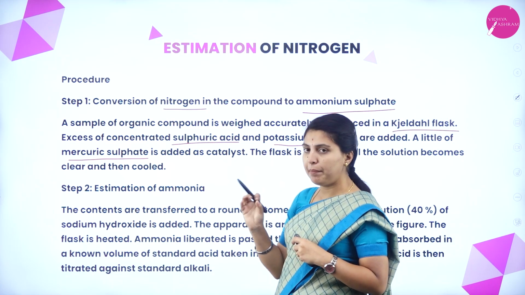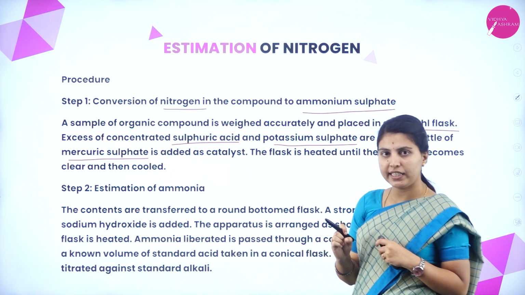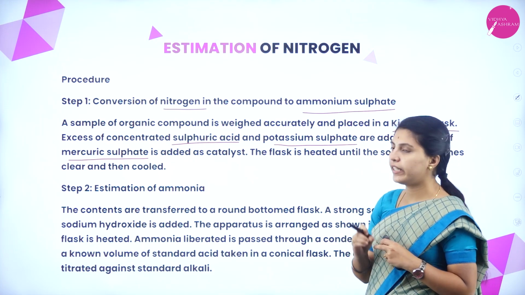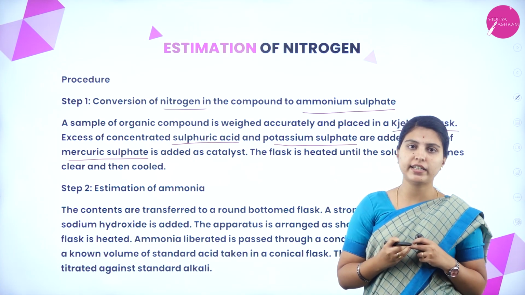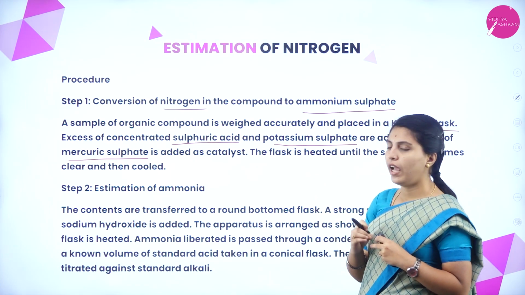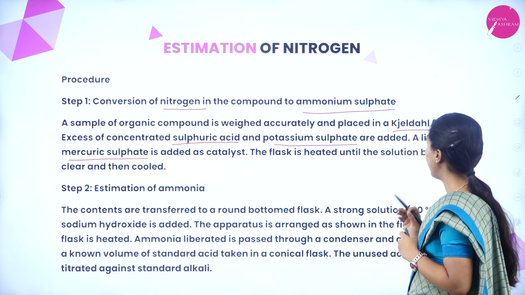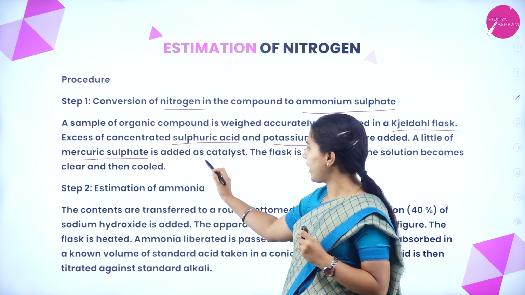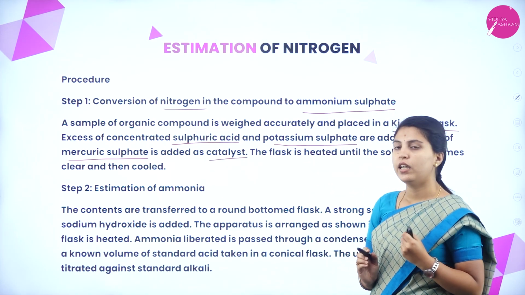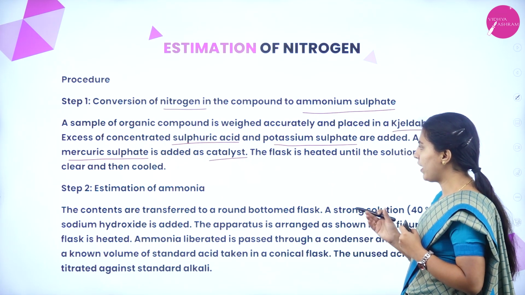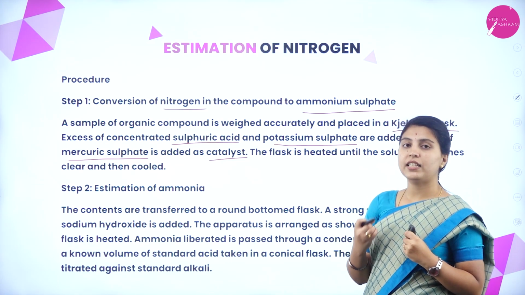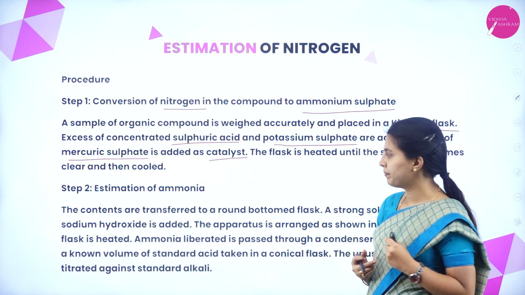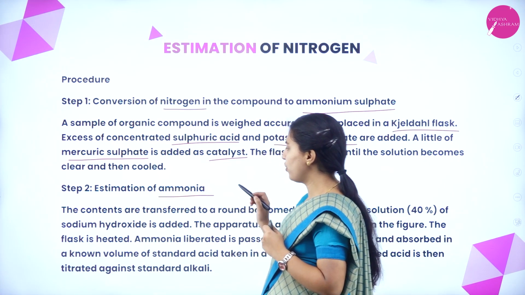What they are telling is that a sample of organic compound is taken in a Kjeldahl's flask and heated with concentrated sulfuric acid. The excess of concentrated H2SO4 is added, and the potassium sulfate also, and a little bit of mercuric sulfate as a catalyst. Okay, three chemicals are added in the flask and heated till the solution becomes clear, and then cooled. Next one, estimation of ammonia.